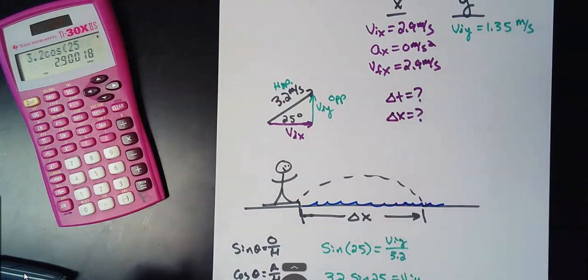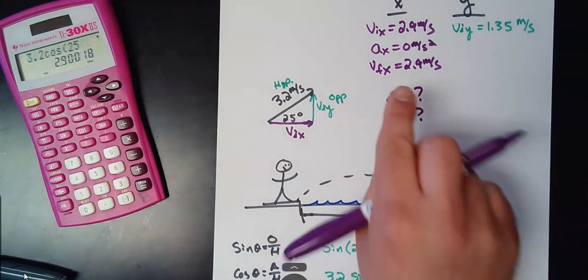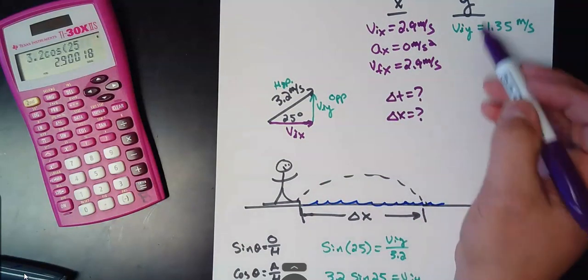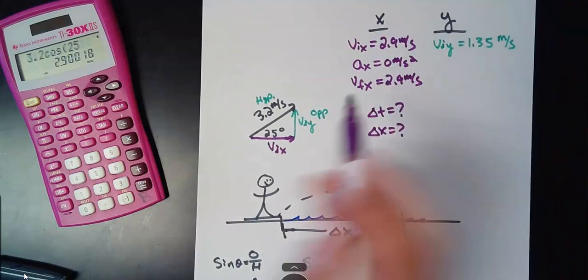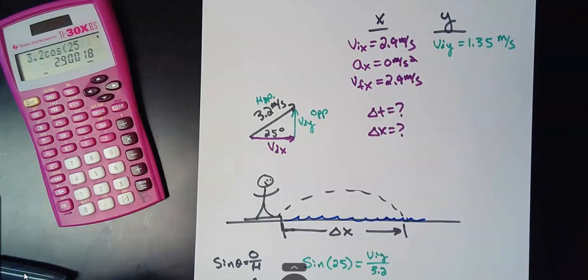Delta t, just like in horizontally launched things, is the one thing that connects vertical motion in the y direction and horizontal motion in the x direction. That delta t has to be the same for both directions. Everything else can be different.